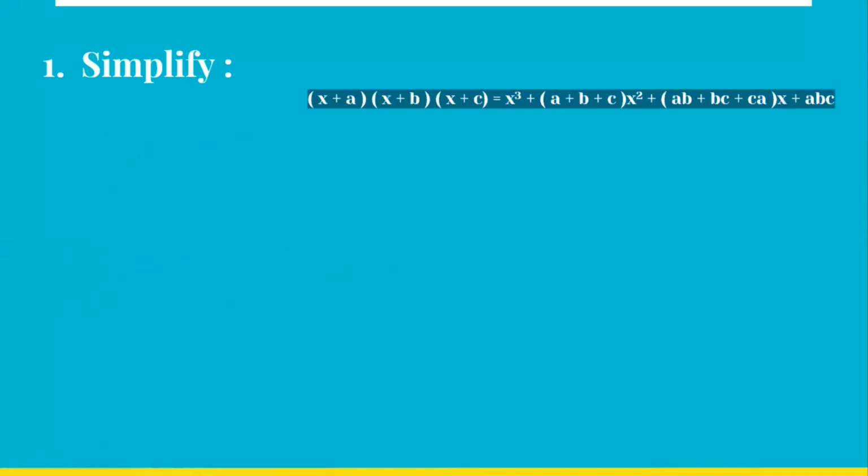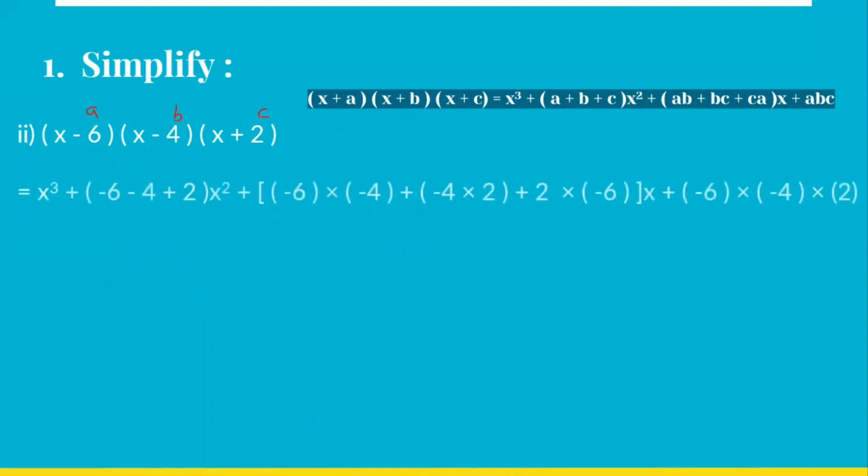Again, with the help of this identity, we are going to solve. The question is x minus 6 into x minus 4 into x plus 2. Just remember, learning one identity helps. Your a is minus 6, your b is minus 4, your c is positive 2. Compare with the identity, put the values here. So x cube plus (minus 6 minus 4 plus 2) into x square plus a into b. This is your ab, this is your bc, this is your ca, and this is your abc.